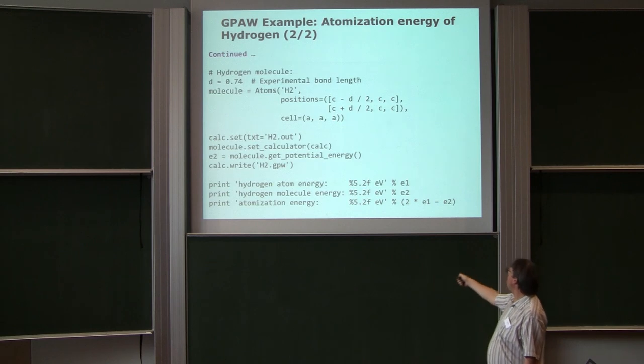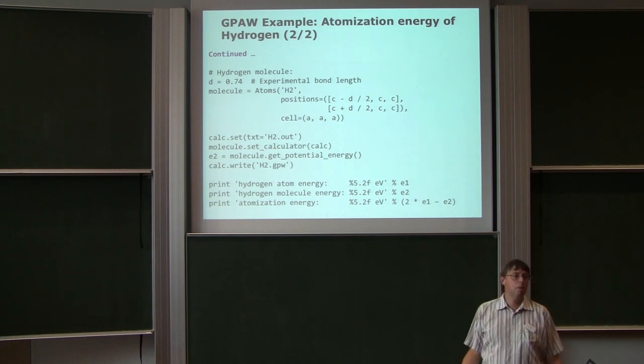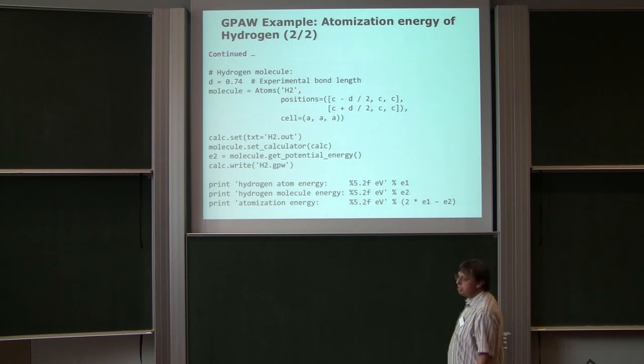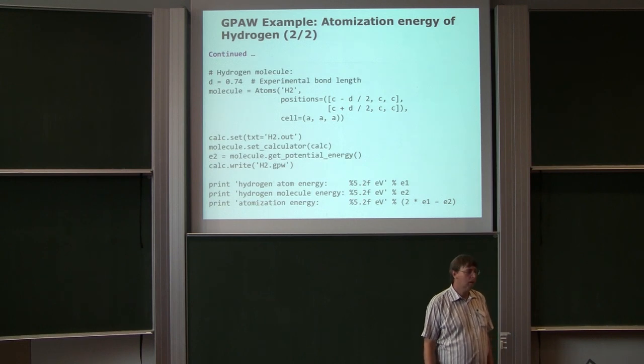And then finally, I write what's the energy of the atom and the molecule. And then the atomization energy is 2 times the atomic energy, because there are 2 atoms, minus the molecule. So that's an example of how you would do a simple calculation.